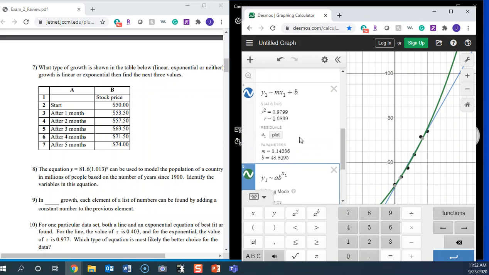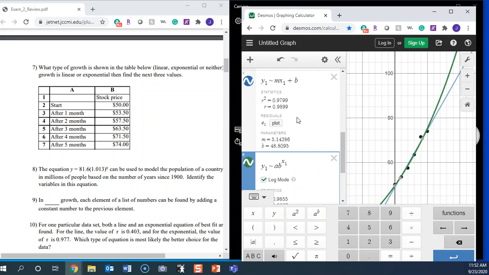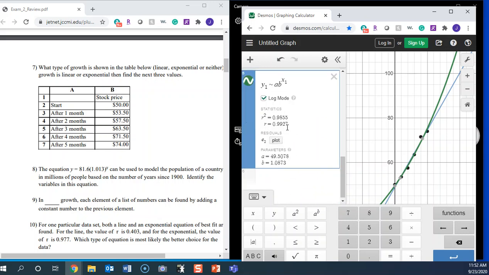So we would look at the correlation coefficient. Remember, the correlation coefficient is R. And whichever one is closest to +1 or -1 is the better graph. So R is equal to 0.9899, and R is equal to 0.9927. So the exponential is actually the one that we need. So for that problem, we will put down exponential, and they also want us to find the next three values. So to find the next three values, all you would need to do is this here.